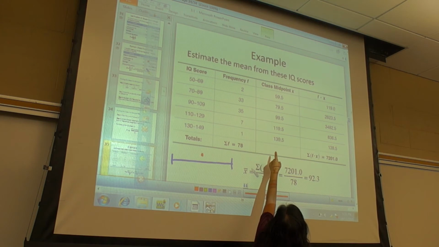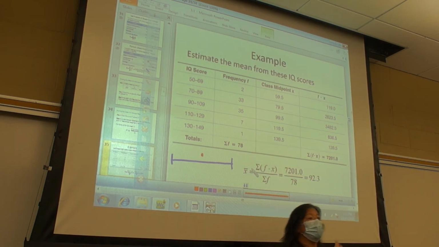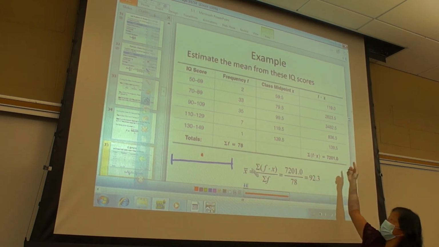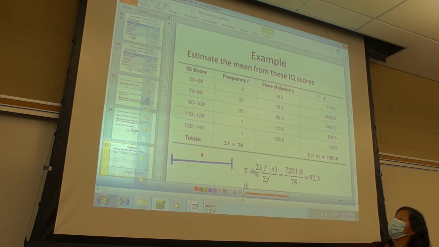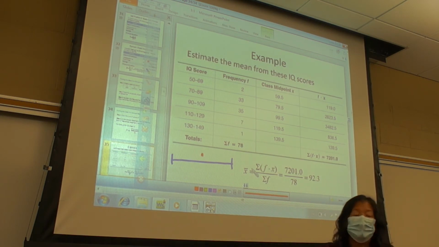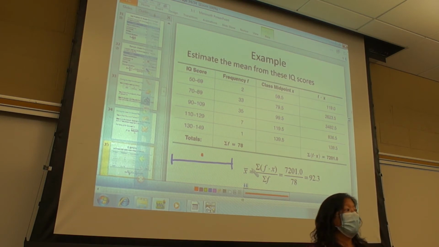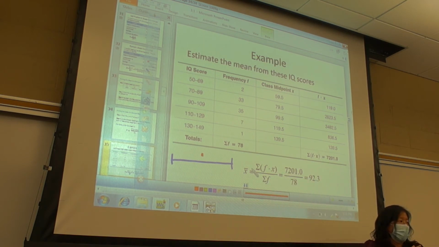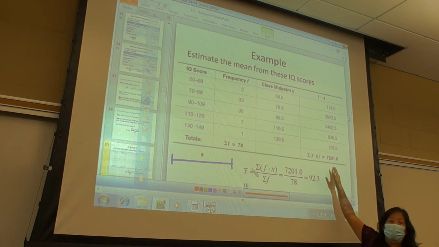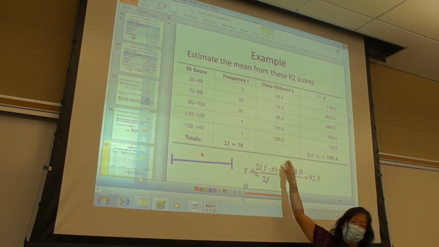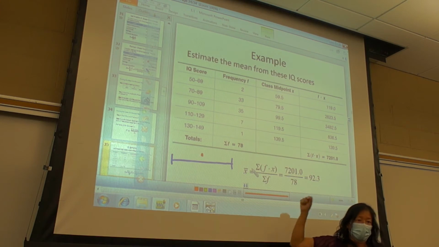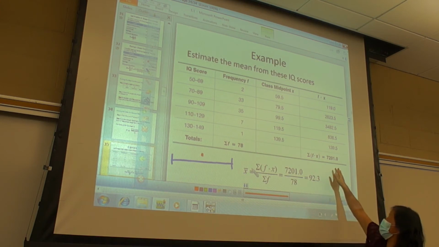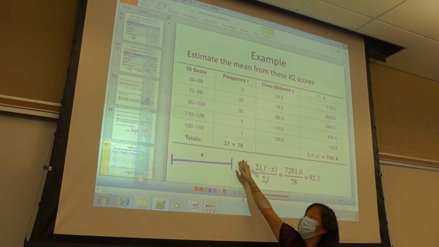How many 59.5s do I have? 2 of them. So I can multiply it by 2. How many 79.5s do I have? 33. I can either add 79.5 33 times in my calculator, which is a big pain, or I can just do 33 times 79.5 and add them all at once, really easily. So again, remember, this is just a shortcut for adding all of these up one at a time. I still need to divide by how many there are. How many of them are there? 78. 78, my frequency. Good?